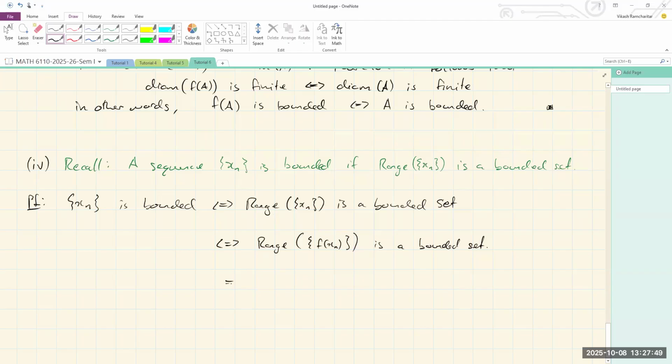This guy's a bounded set, which is the same thing as saying that the sequence f of x_n is a bounded sequence. So it's bounded, since a bijective isometry takes bounded sets to bounded sets.